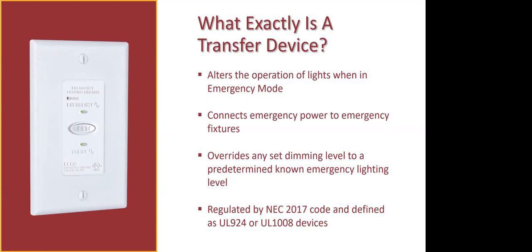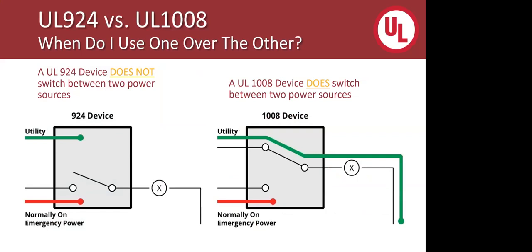So the entire job of a transfer device is to bypass the local control to allow the emergency lights to come on. Back in 2017, UL basically defined these devices as either UL 924 or UL 1008 transfer devices. Those two designations are two very different things. And because of that, a lot of people ask, well, I don't really understand the difference. They're all transfer devices. Don't they do the same thing? The answer is yes and no.